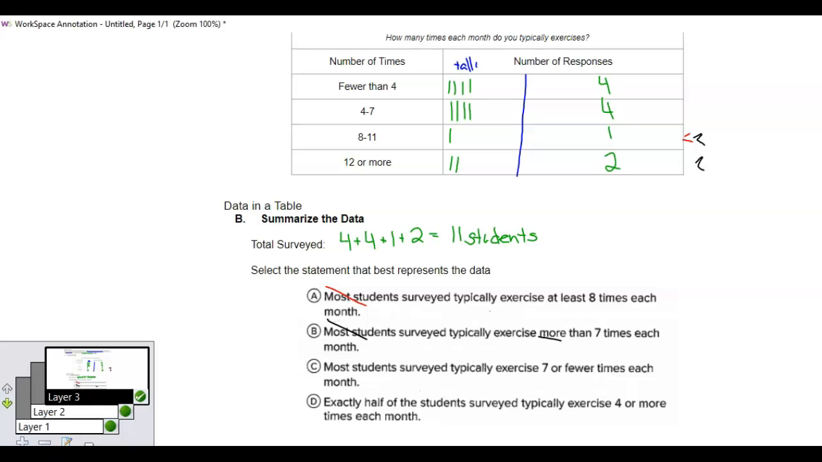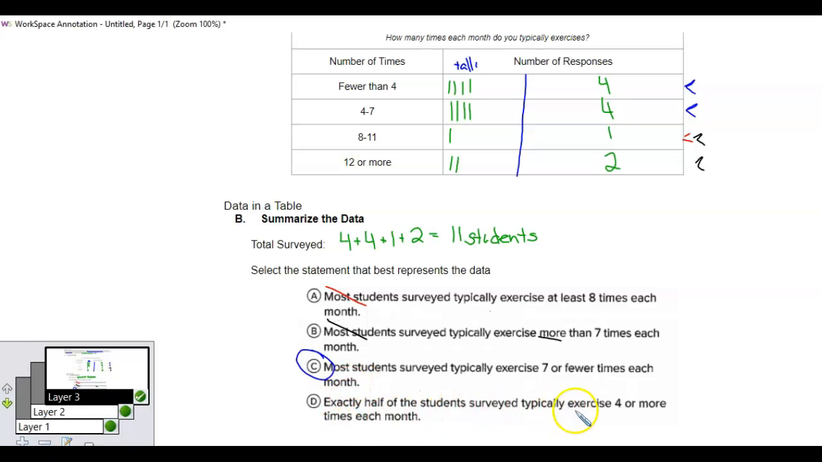Okay, let's check out, we'll do blue. Most students surveyed typically exercise 7 or fewer times each month. So this is 7 to 4, so that's less than 7, and fewer than 4 is less than 7, so that's about 8 people. 8 out of 11, that only leaves 3 extra people. That one sounds pretty good to me. Let's see what my other option is.